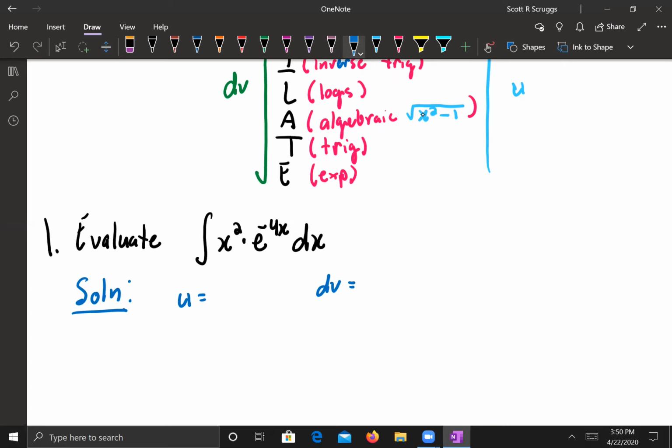Bingo. Thank you, Jason. u would be x squared because according to ILATE, an exponential has the highest hierarchy for my choice for dv. And my choice for dv would be e to the negative 4x dx. Overall, you're right, Jason. Just remember that we have to include dx when we're defining dv because it's a differential.